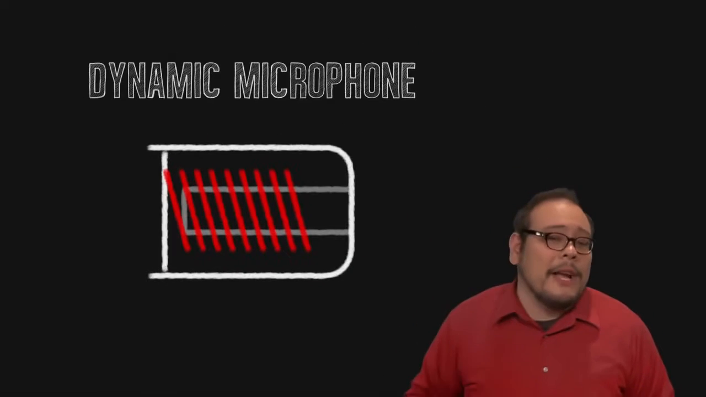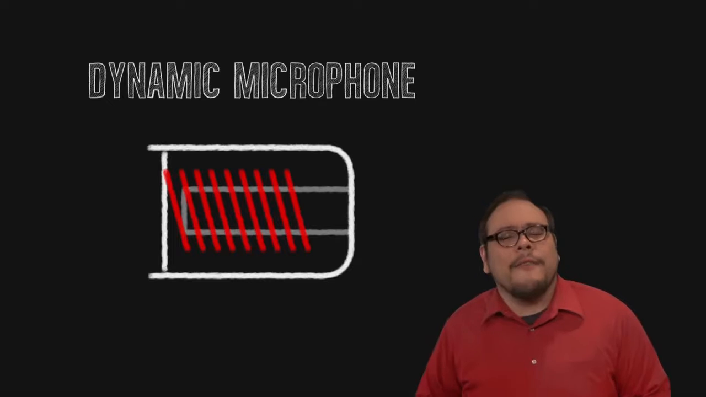Okay, so how do we capture sound waves and turn them into electrical current, which we can then use to record? Well, there are several different ways of capturing sound, but we'll cover the most common ways of recording. The simplest is the dynamic microphone.